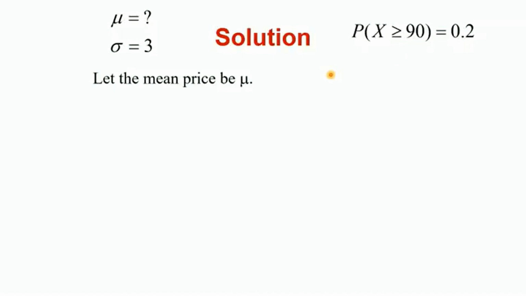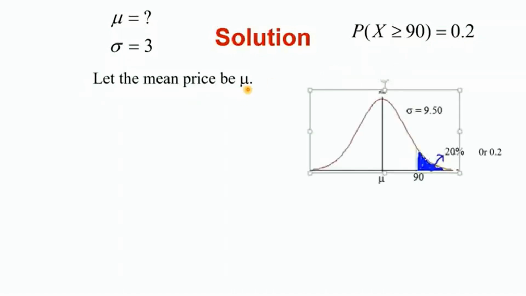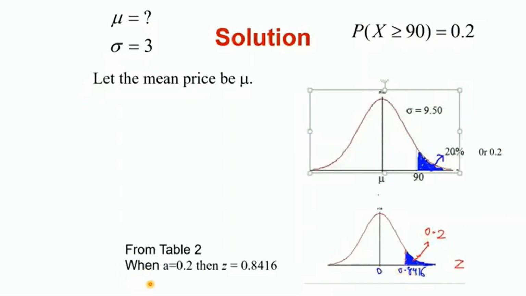Then I can find mu through the normal distribution properties. The probability of x more than 90 is 20% or 0.2. And also for z, if I consider that the value z in the middle is 0 and more than a value of z, we have 0.2. From table 2, if I find the area is 0.2, then z is equal to 0.8416. It means the probability of z more than 0.8416 is equal to 0.2.